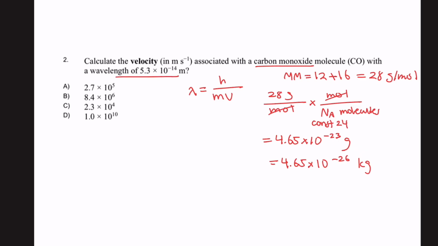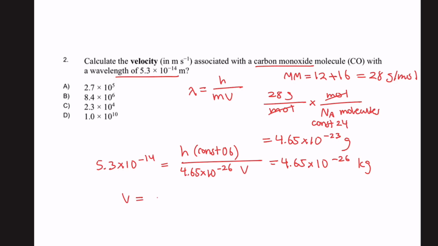So we know the wavelength, so that's going to be lambda. Planck's constant, which as another reminder is going to be constant 0.6 on your calculator. The mass we just found. And we're looking for the velocity. So once we calculate this out, you should get as your velocity 2.7 times 10 to the 5. It might be something more like 2.6 something, but it's the closest to option A. And this is meters per second squared.